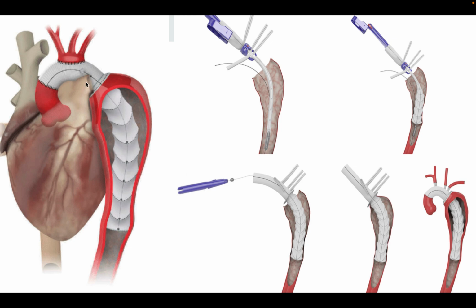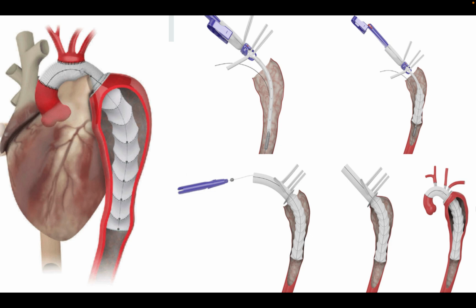You have the Thoraflex graft that was here. There was an island in place, and then they repaired all the way down to the root, but they had the non-coronary sinus, but they didn't actually have to intervene on the aortic valve itself.